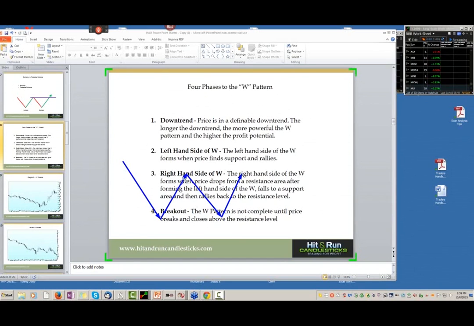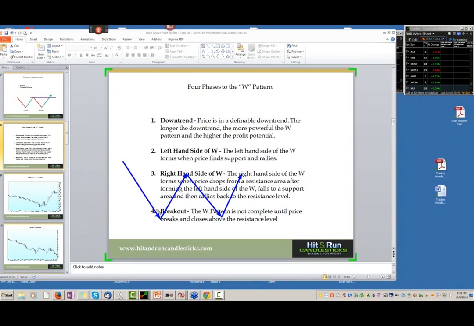It's an area you could probably find in there. That would be the area of resistance, and then we have that W pattern. Do W patterns always look like W's? No, because you're going to have price going in and out. You're going to have noise all over the place. It's going to look very jagged.